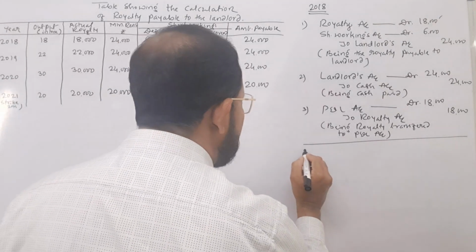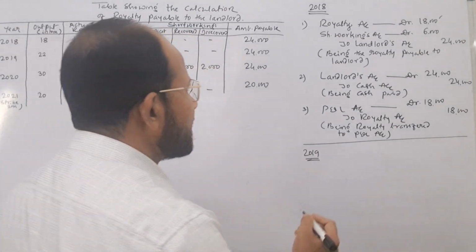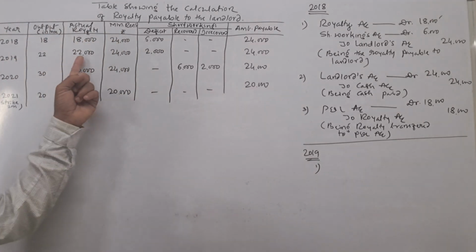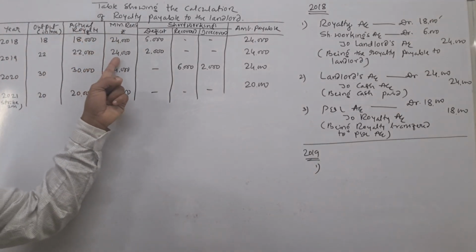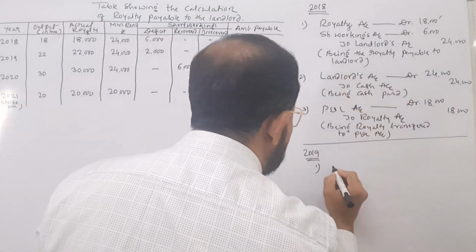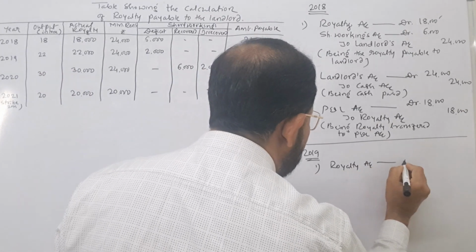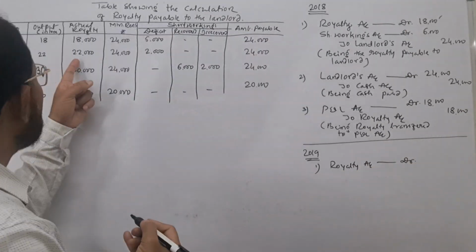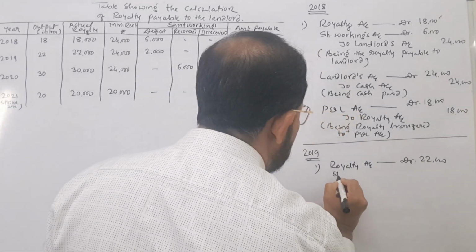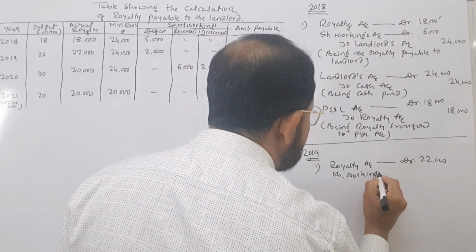In the year 2019, again we have to pass the journal entries in the similar way. See, when the royalty is payable, here also you see actual royalty is less than the minimum rent. Here short workings account will appear. That is why royalty account is to be debited. What is the amount of actual royalty? 22,000. Next one is short workings account is also debited because here short working is there.